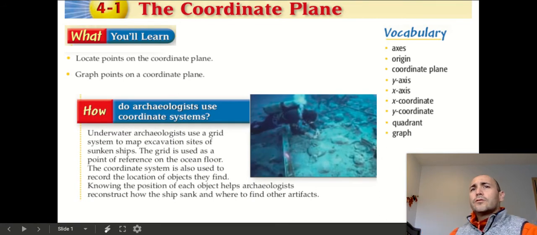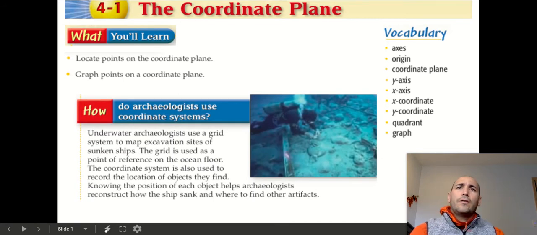So, how do archaeologists use coordinate systems? Underwater archaeologists use a grid system to map excavation sites of sunken ships. The grid is used as a point of reference on the ocean floor. The coordinate system is also used to record the location of objects they find. Knowing the position of each object helps archaeologists reconstruct how the ship sank and where to find other artifacts.